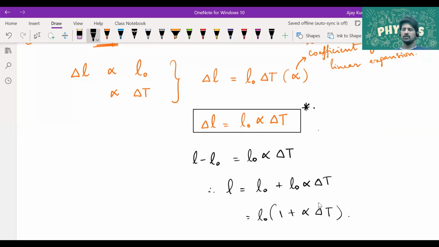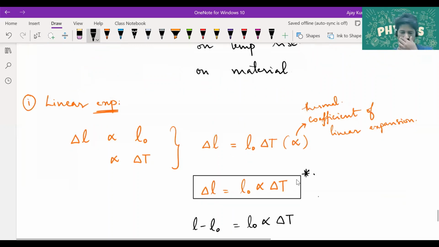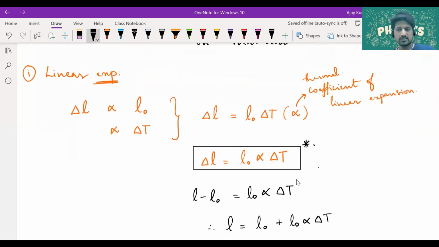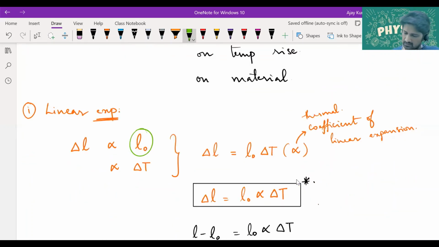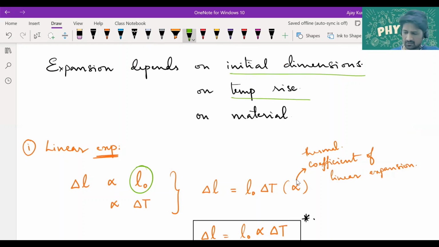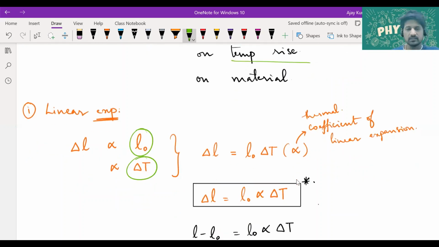So this is the formula for linear expansion. There is another variation of this formula also, which we'll discuss in the next class. But I just wanted to show you that this formula is derived based on the fact that expansion depends on initial dimensions. So linear expansion depends on initial length. It depends on temperature rise. Obviously, greater the temperature rise, greater the expansion, and it depends on material. That material factor is given, how we include that is by means of alpha.